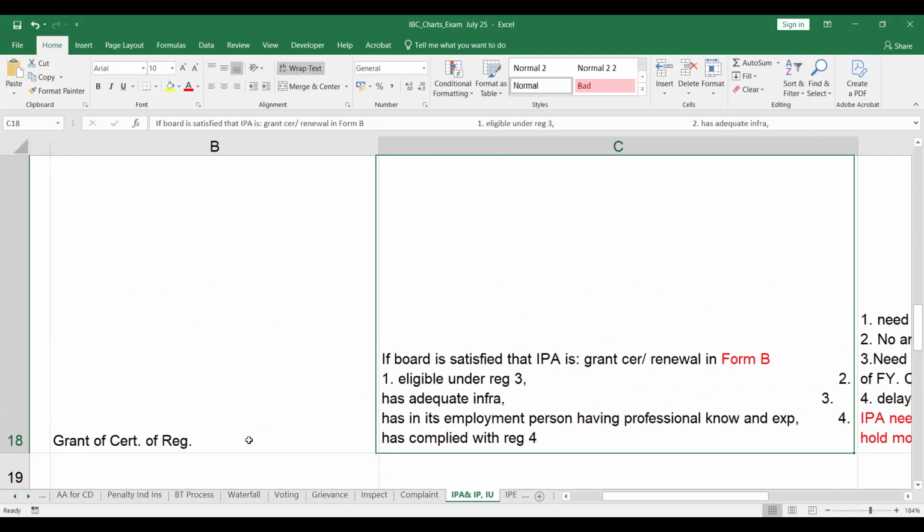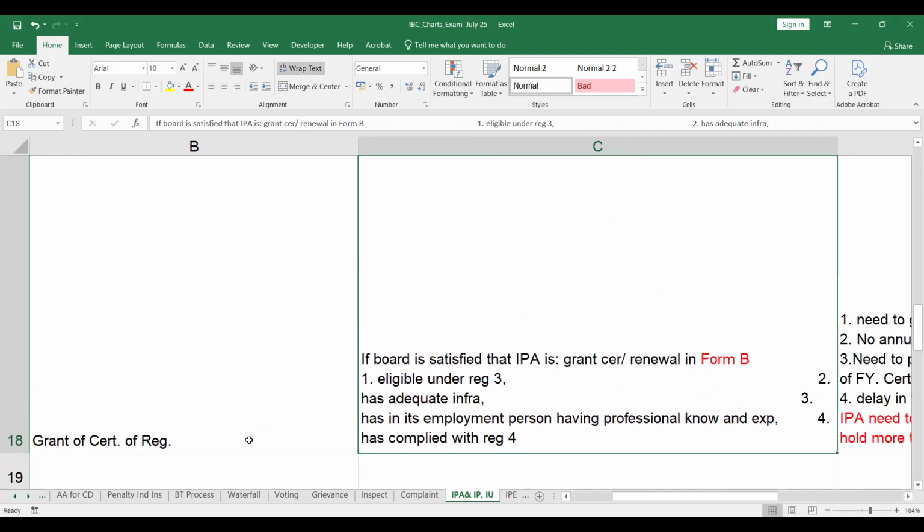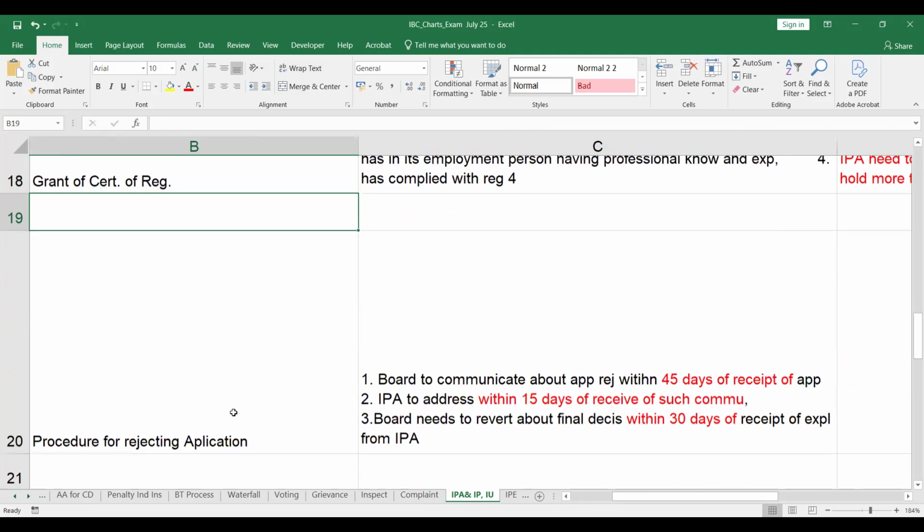And if the board is satisfied that the IPA is fulfilling all the requirements, it will grant a certificate of registration or renewal in Form B. It should be eligible under Regulation 3. It should have adequate infrastructure, and it has in its employment persons having professional knowledge and experience, and has complied with Regulation 4. So these are the requirements for registration by IPA.